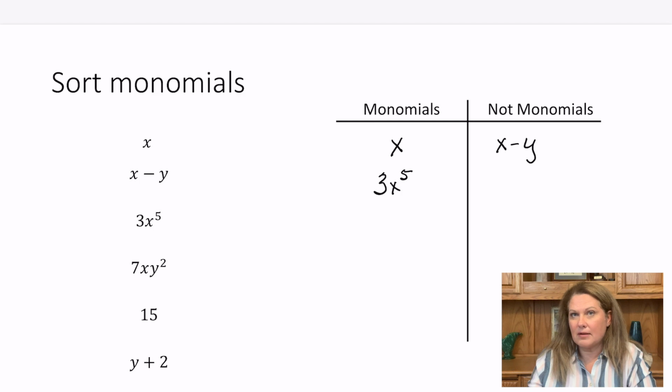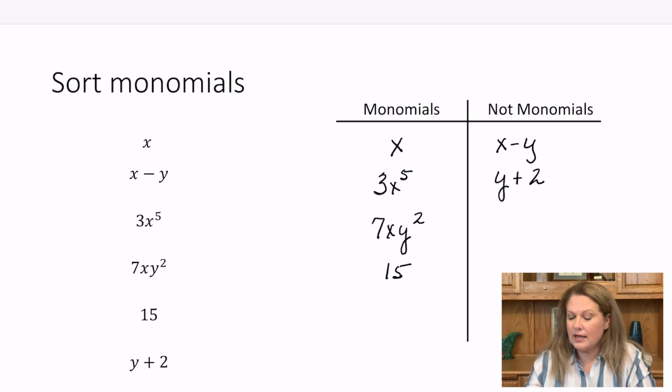7xy to the 2nd power. That is also a monomial. The number 15 is a single term, so that is a monomial. And y plus 2 is two terms. The y and the 2 are separated with an addition sign. I hope you got those right. If you did, pat yourself on the back. Nice job. So let's continue.